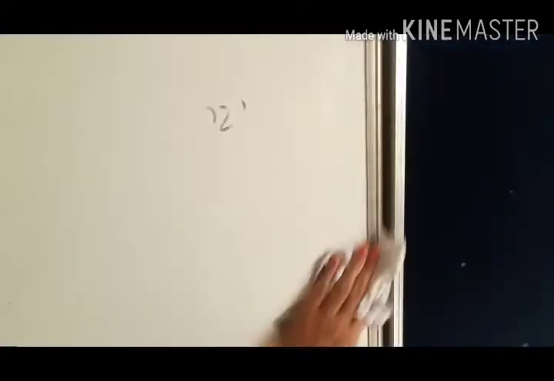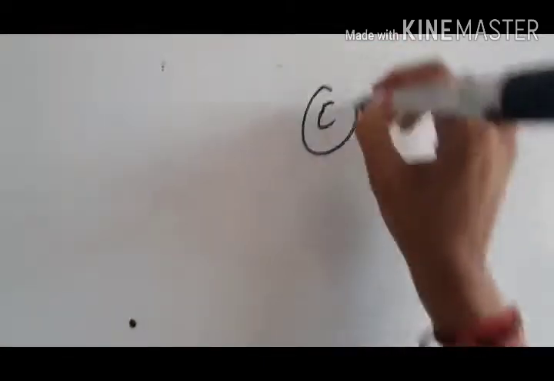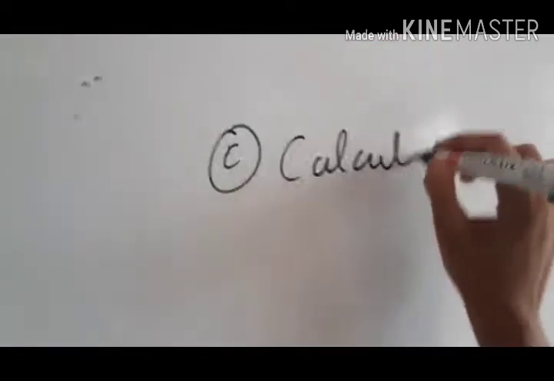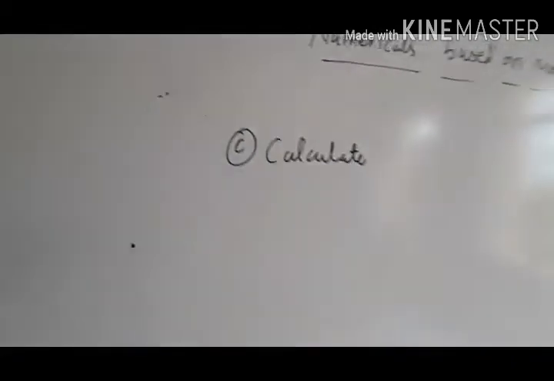Now third. So here children, these numericals are not given in the textbook, but they are there for your practice, so you have an idea how to find them out. Now next, C or third, you can write that. I am writing C, or you can write 3 also.